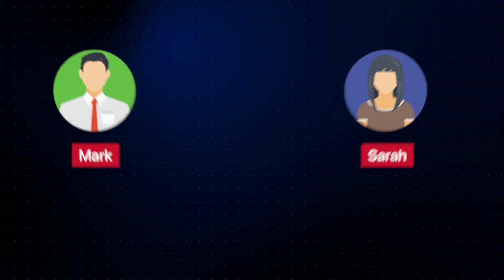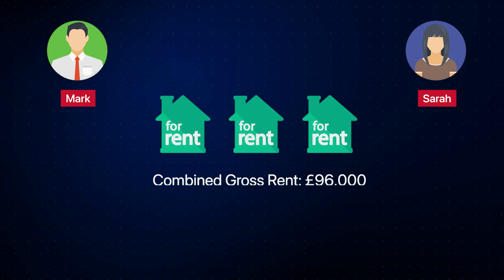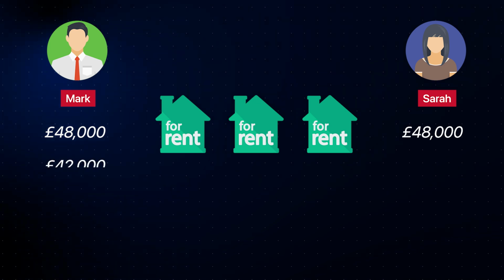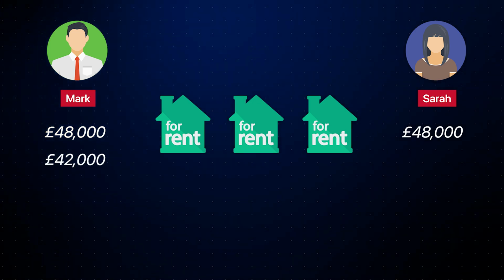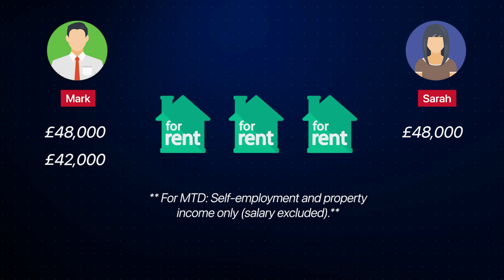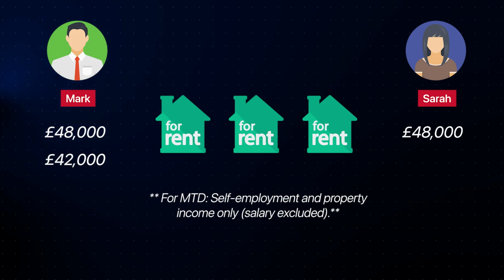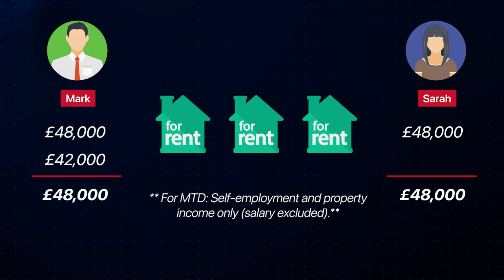Consider Mark and Sarah. They jointly own 3 London flats producing £96,000 of gross rent, split 50-50, £48,000 each. Mark also earns £42,000 in employment. Sarah is a full-time parent. For Making Tax Digital, only qualifying income counts, self-employment and property, not Mark's salary. So each has qualifying income of £48,000. Neither crosses the £50,000 threshold, so neither is mandated from April 2026. But from April 2027, when the threshold falls to £30,000, both are in scope. The threshold is tested individually and pay doesn't count.